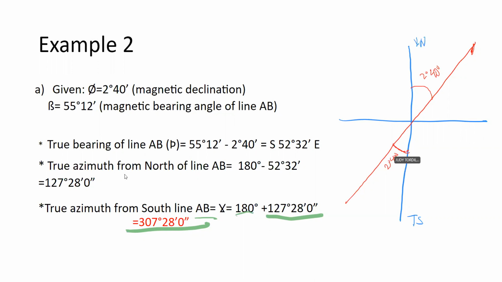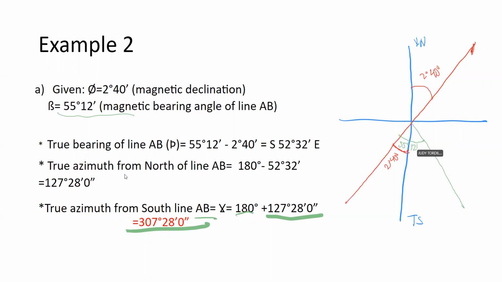And then we have line AC, which is from the south 55 degrees and 12 minutes. This is the magnetic bearing. So we start from the magnetic meridian. That angle is equal to 55 degrees 12 minutes.